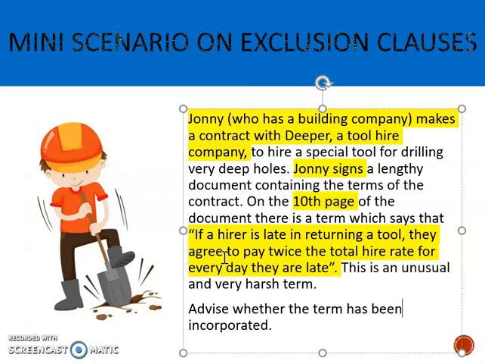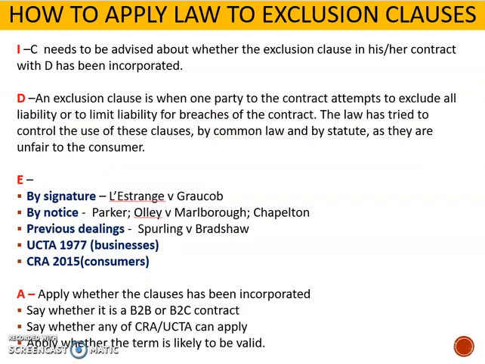struck out. But how do we write that in a nice way to maximise our AO1 and our AO2 marks? Let's have a look at how we use that idea structure specifically for exclusion clauses then. So as always, we identify, define, explain and apply. So firstly, you're going to identify that your claimant needs to be advised about whether the exclusion clause or potentially the unfair clause that we've got here for Jonny in his contract has been incorporated.